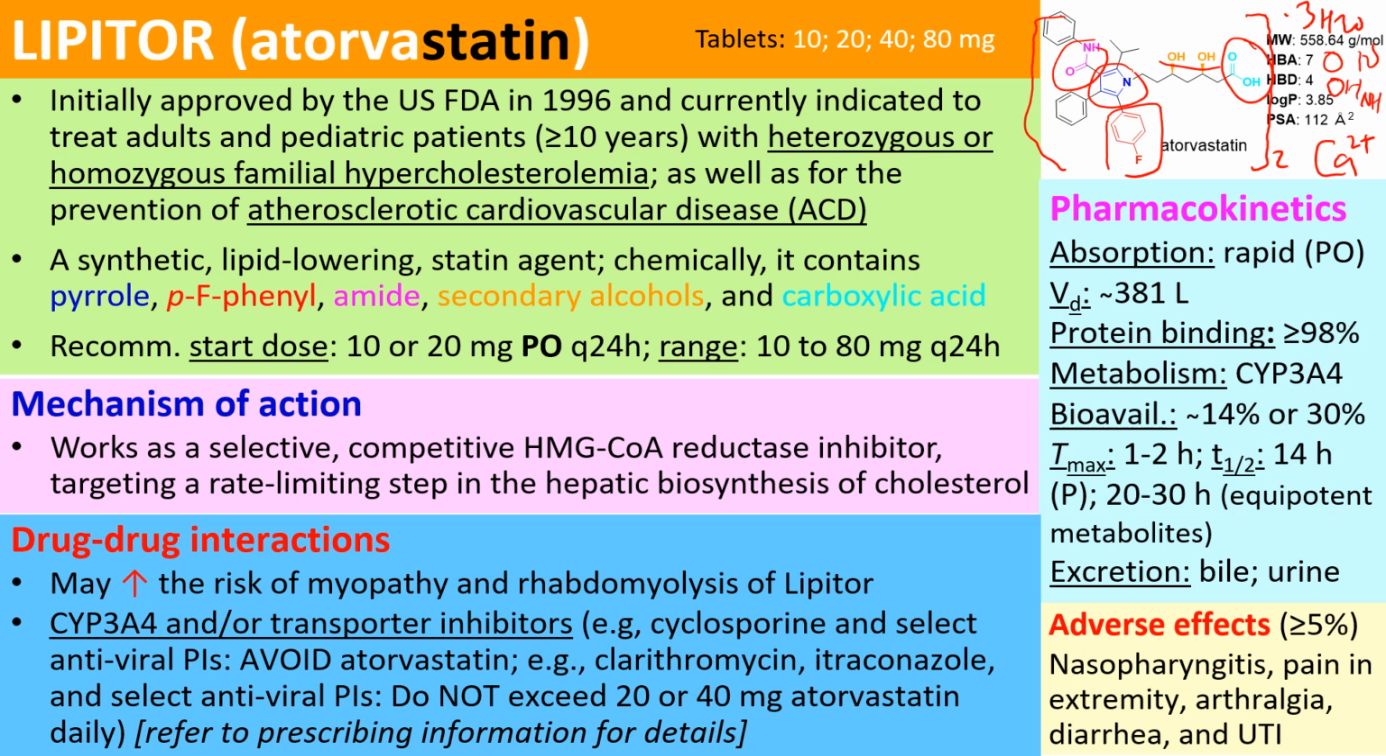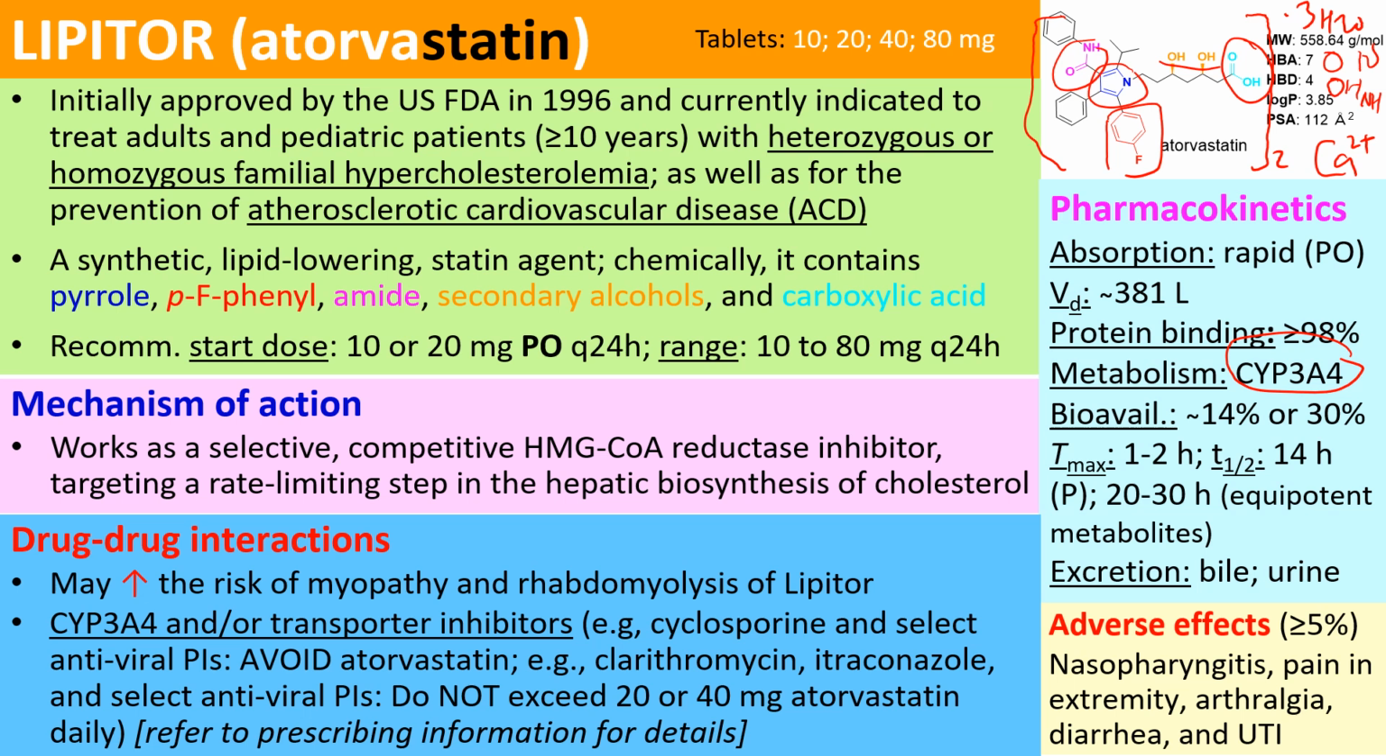Mechanistically, this medication works as a selective competitive HMG-CoA reductase inhibitor, and this enzyme is involved in the early stage, also a rate-limiting step, in the hepatic biosynthetic pathway of cholesterol. Pharmacokinetically, absorption is rapid. Volume of distribution is about 381 liters. Protein binding is greater than or equal to 98%. Metabolism: this medication is a substrate of CYP3A4, this enzyme.